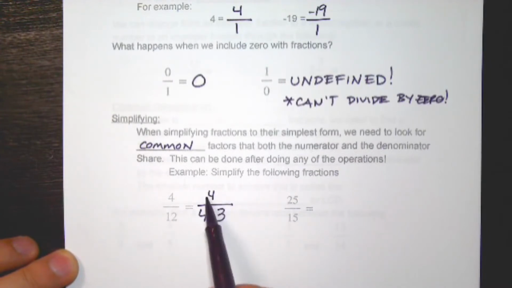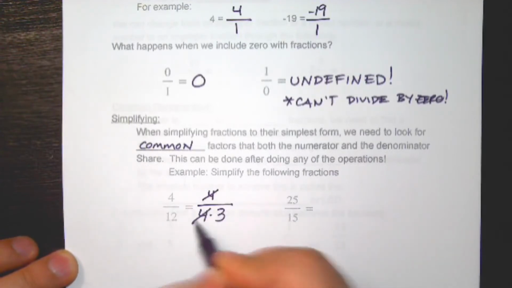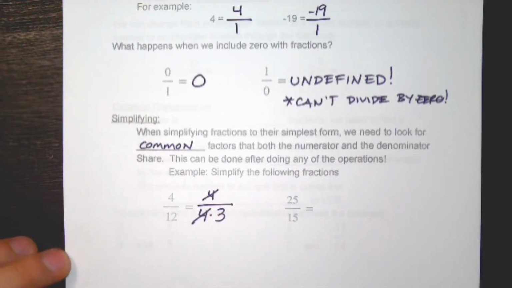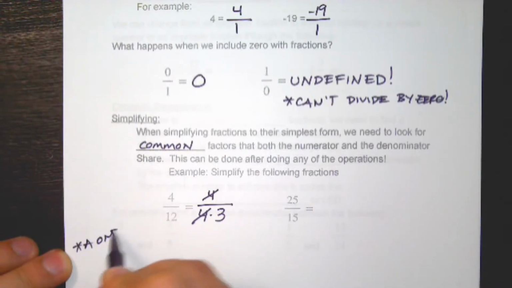Now we see there's a 4 up top and a 4 down below. Well, what's 4 divided by 4? Well, that's just 1. So we can call this canceling when we have that same number divided by itself because it gives us just 1. However, one note to make is that a 1 is left over when we cancel.